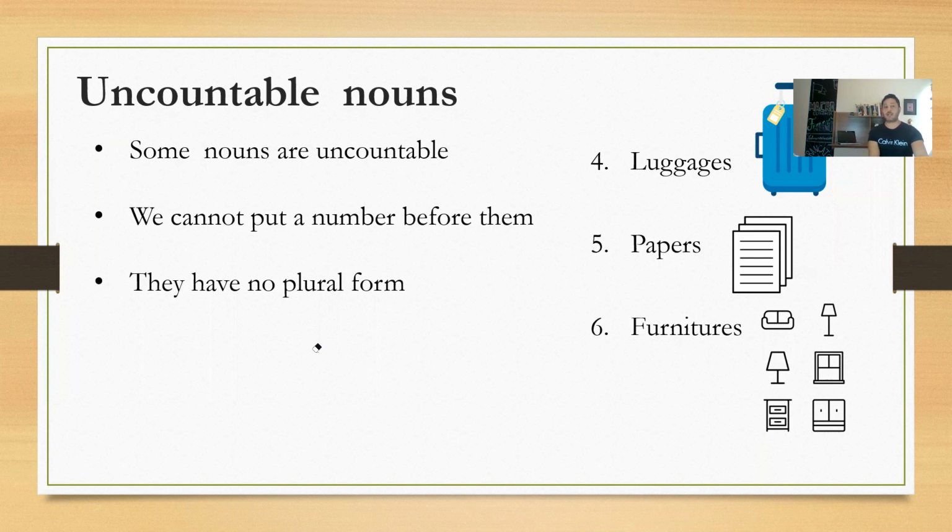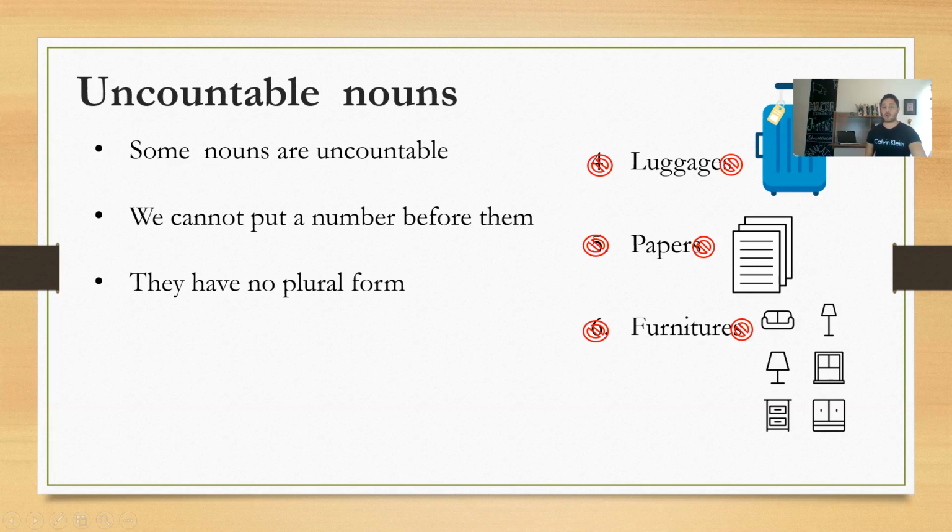So we cannot add a number before them, and also we cannot add the S to make it plural. So we don't say luggages, we say luggage. We cannot say papers, we say paper. And we don't say furnitures, we say furniture, because all of them are uncountable. So our rule is, if you cannot put a number before them, it's uncountable. For example, water is uncountable because we cannot say one water or two water.